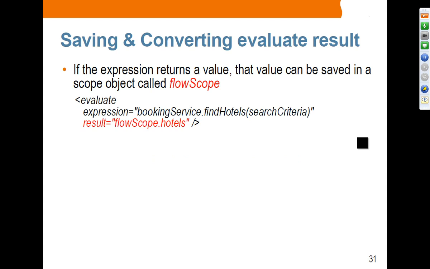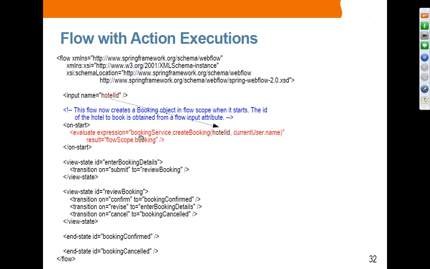Okay, so saving and converting evaluate results. Once the expression returns a value, then typically you want to save that returned value into a scope called the flow scope. So this is the flow scope I was talking about. This flow scope maintains attributes that are only valid during that particular scope, between the start and end of the flow. The flow scope object is going to maintain all the attributes. Okay, so in this case, you perform the expression here, and the result is going to be saved into the hotels attribute in the flow scope object. Okay. We are going to use this exact sample application in our hands-on lab. So we are going to see how all these things work out.